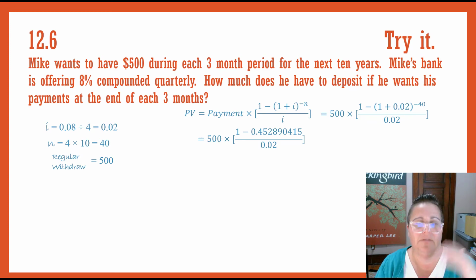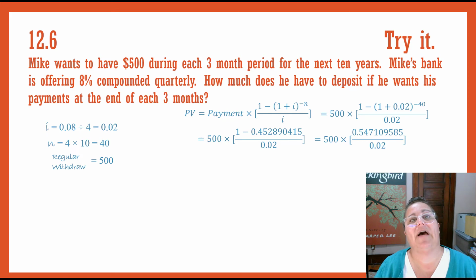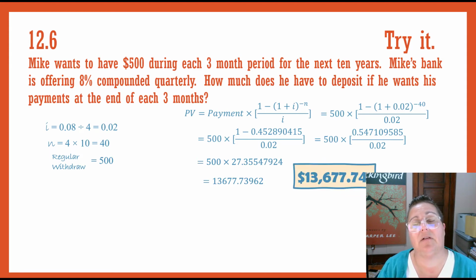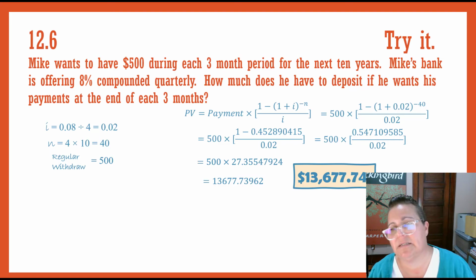0.452890415. Divide that by 0.02, or 500 times 0.547109585 divided by 0.02. Now, I'm going to find what's in those square brackets first. 0.547109585 divided by 0.02 gets me 27.35547924, which I'm going to multiply by 500 to get $13,677.74.